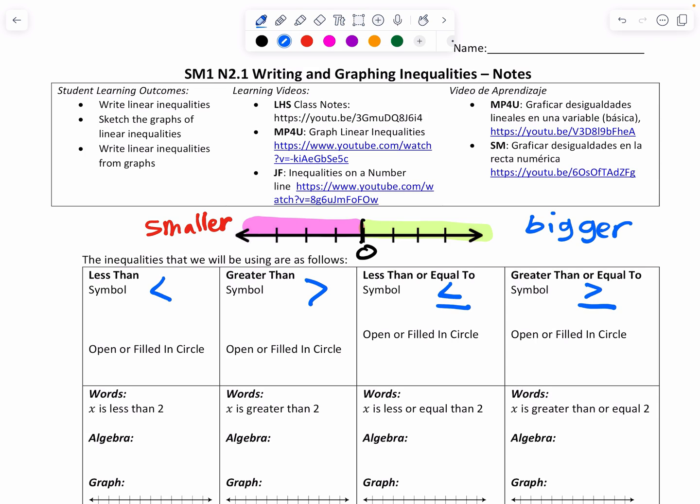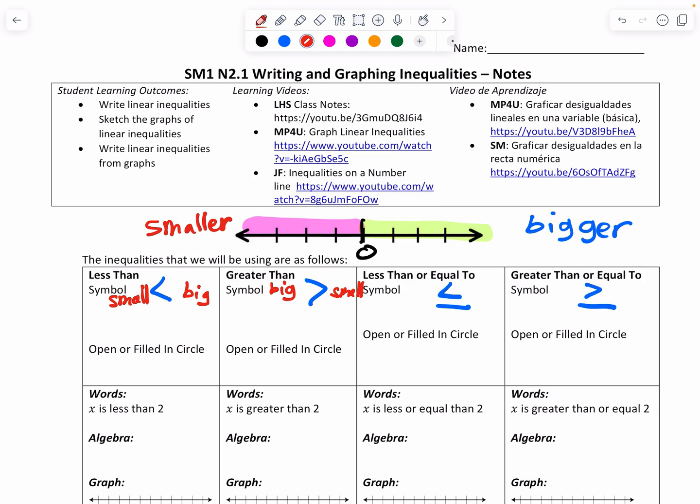Okay, so when you have less than, that means that this number on this side is smaller than this number. Greater than, this number is bigger than this number.